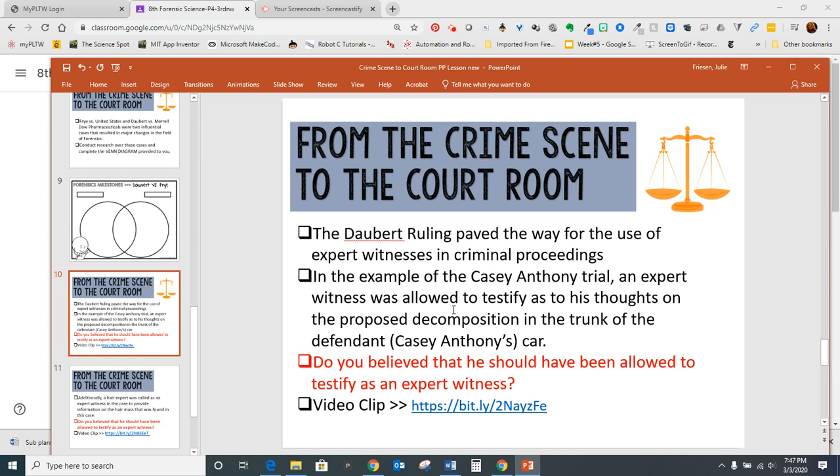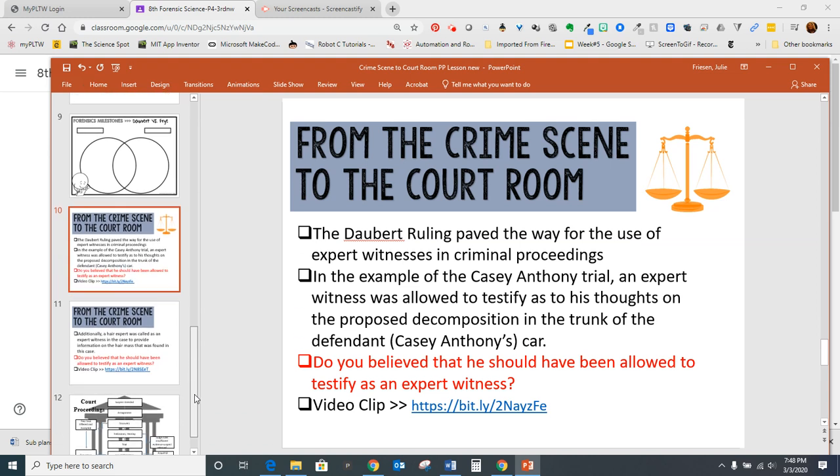in the example at the Casey Anthony trial, this expert witness was allowed to testify as to his thoughts on the decomposition in the trunk of the car. Did you believe that he should have been allowed to testify as an expert witness? Due to these cases right here, he was allowed to do that. You can click on this video clip, and it's going to be a video clip from Casey Anthony's trial and that expert talking about the car.